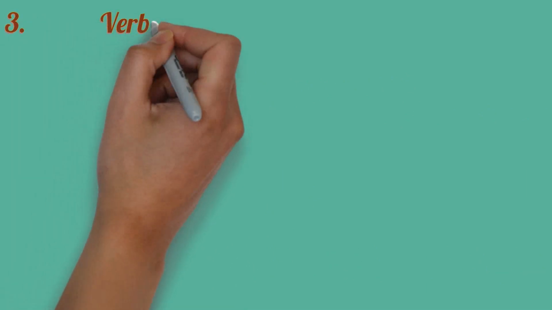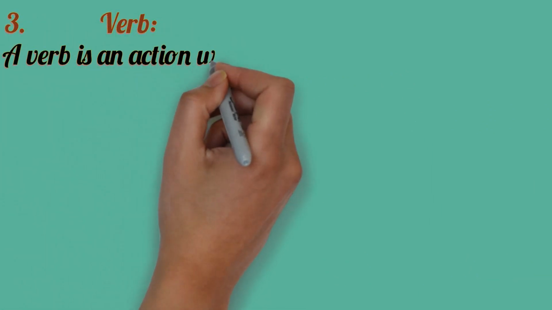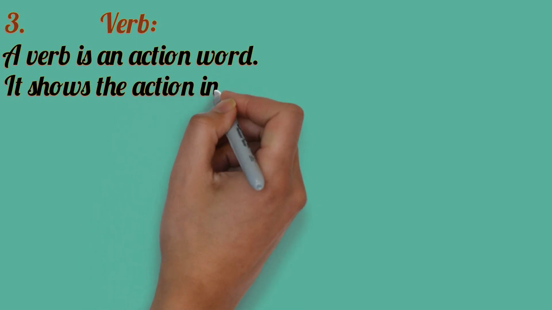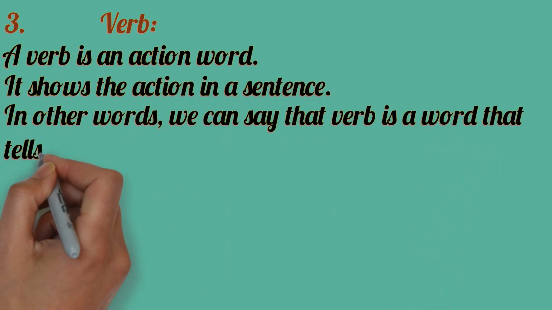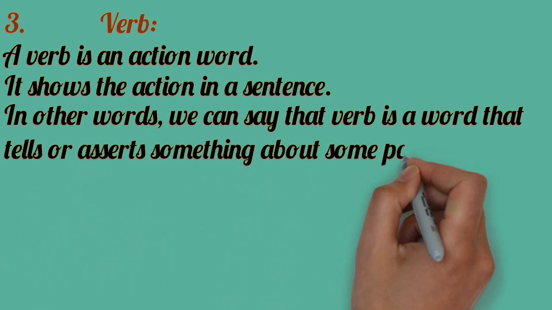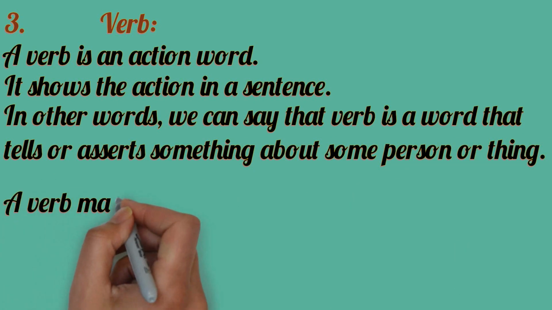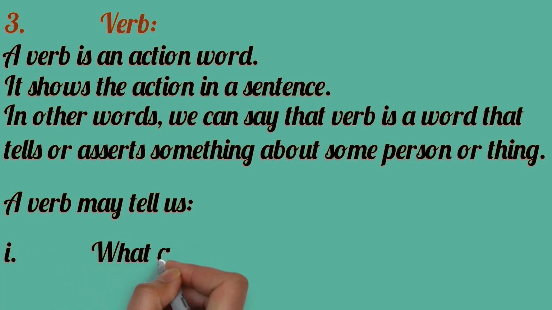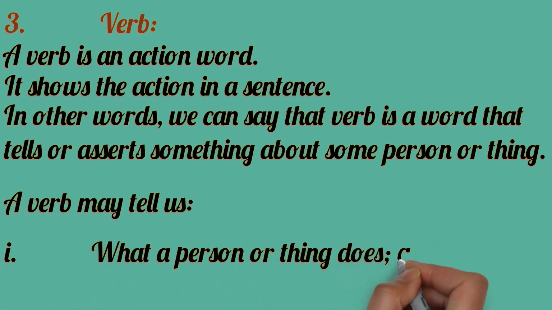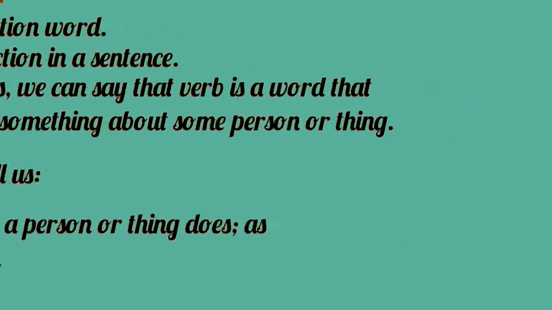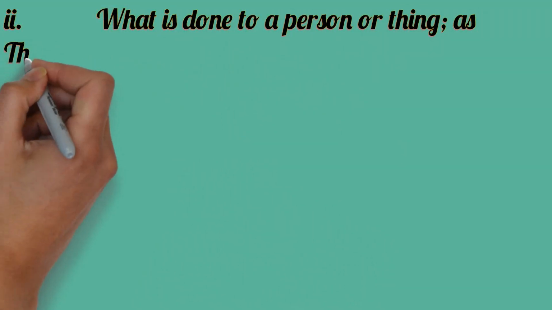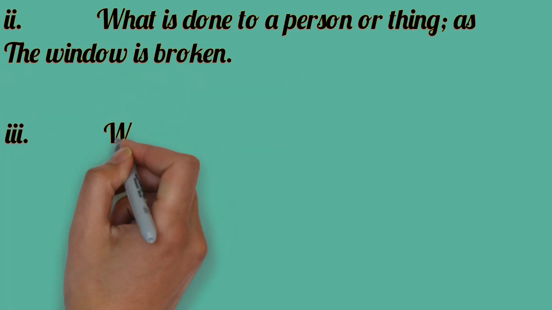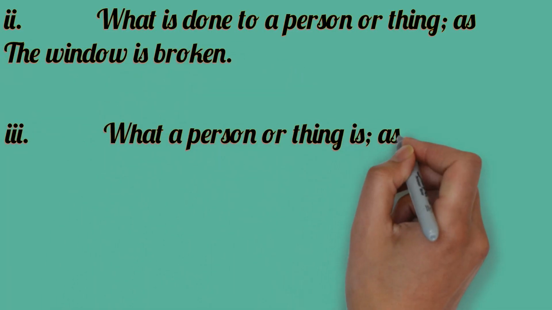3. Verb. A verb is an action word. It shows the action in a sentence. In other words, we can say that a verb is a word that tells or asserts something about some person or thing. A verb may tell us 1. What a person or thing does, as Ahmad writes. 2. What is done to a person or thing, as the window is broken. 3. What a person or thing is, as the cat is dead.